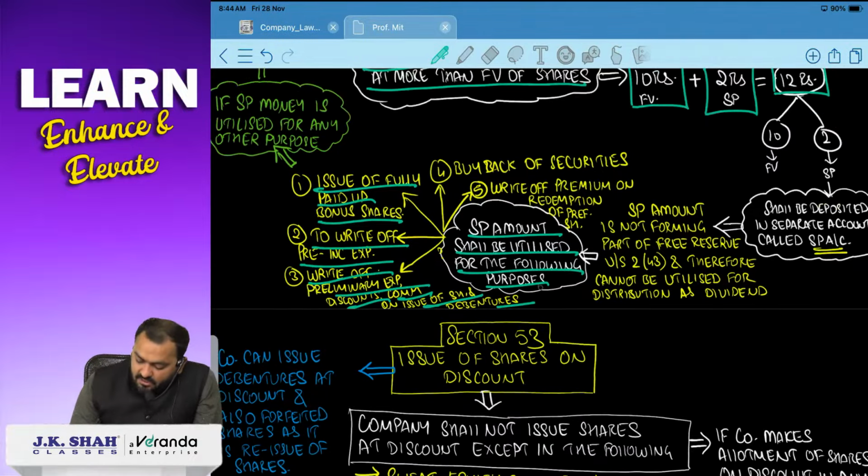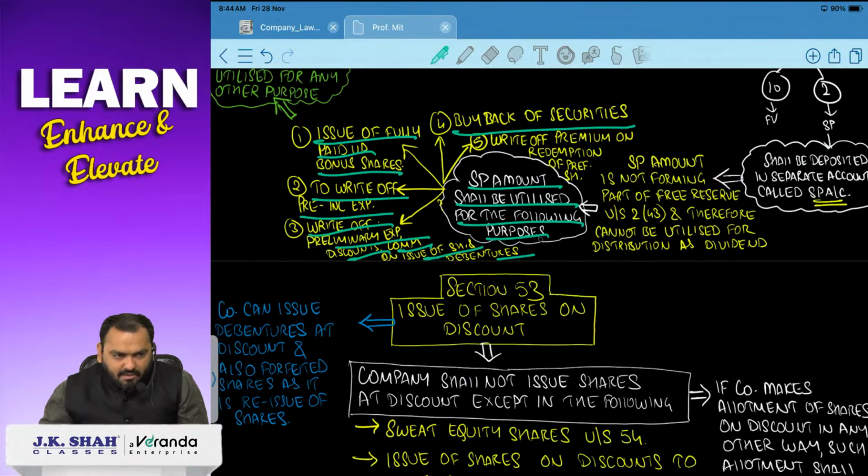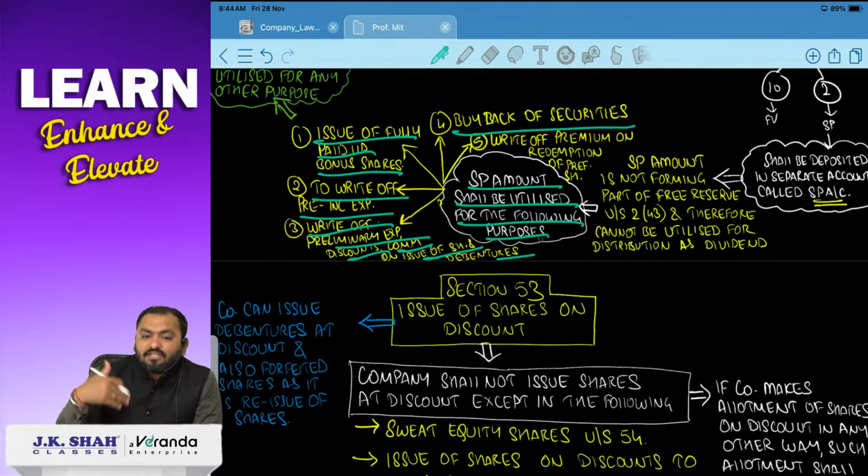Then buyback of securities. You know what is buyback of shares? The company purchases back its own shares. For that purpose, obviously the investors are not going to give you shares free of cost. They will not allow you to buy back the shares free of cost. You need to pay money to them. So that is called buyback of shares. You can give the money from the securities premium account.